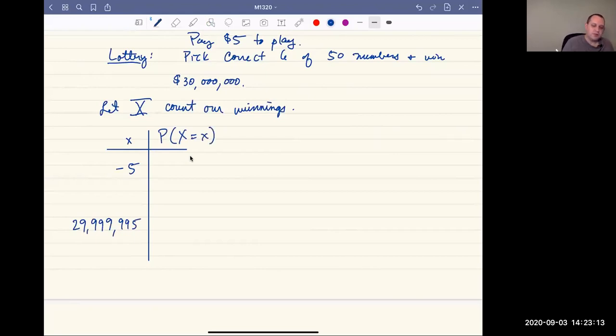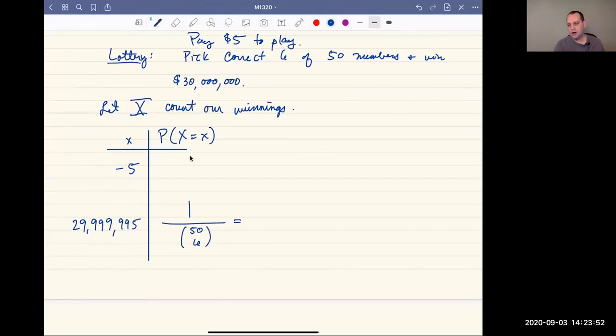Then we need to think about the probability that each of these events occurs. Let's think about the probability that we win. This brings us back to our counting section, where we have to pick the correct set of 6 out of 50 numbers. This is a combinations question. Of the 50 numbers, we want to choose 6 of them, and there's only 1 winning lottery ticket. So the probability that we'll win is 1 divided by 50 choose 6.